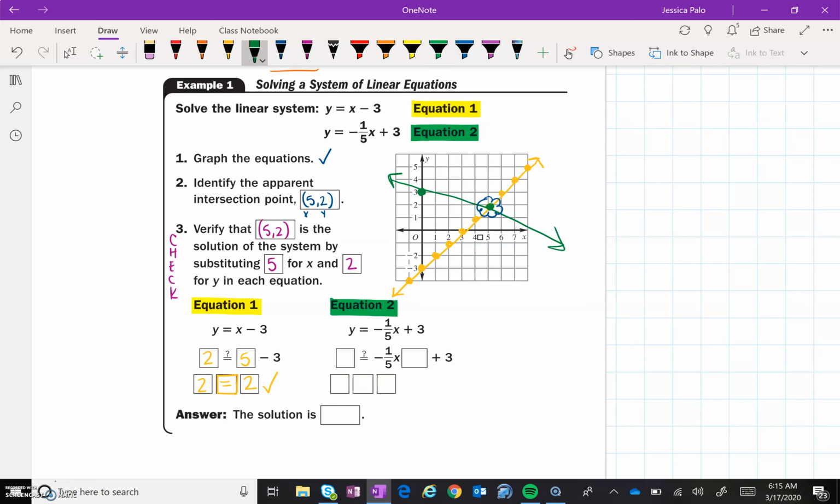Equation 2. We're going to plug in 2 for y. And I do not like that they used an x here for multiplication, so I'm just going to cover this up with nice parentheses, and we're going to plug in our value of x, 5.